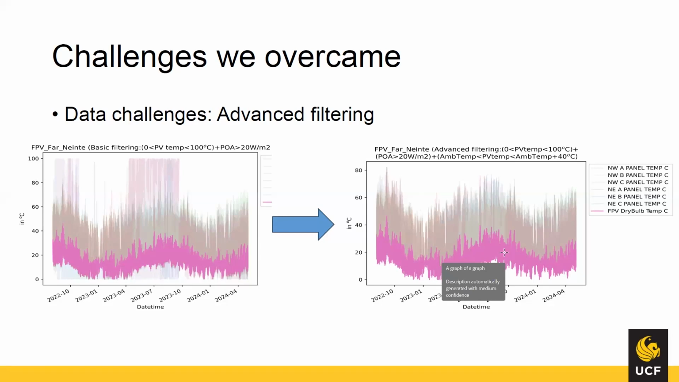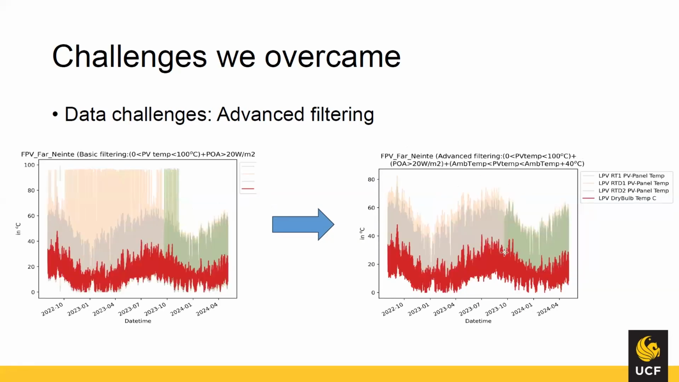Okay, now that is for the floating PV temperature. This is for the land PV temperature. We applied the same techniques, and now we see mostly flawless data here without the spikes.